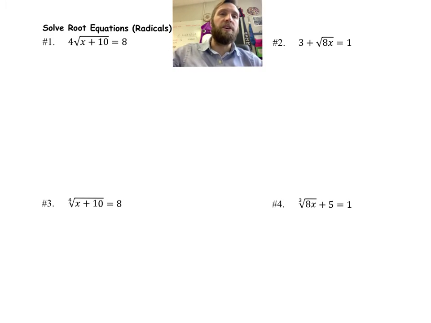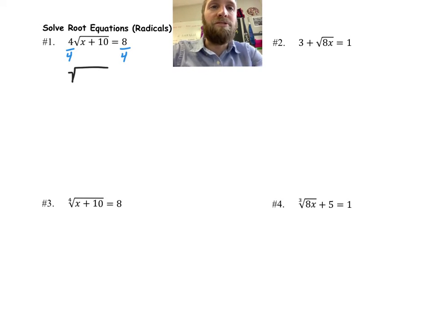So undo. I love starting off with number 1 here because it looks like a fourth root, but that's really 4 times a square root. So remember, our goal is to just undo and get those x's by themselves, or really get the group by themselves is what you're trying to do. So we divide out that 4. We are not doing the problem, we are undoing the problem. 8 divided by 4 is 2.